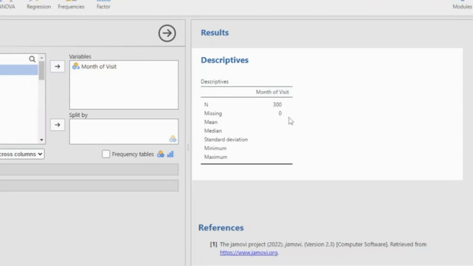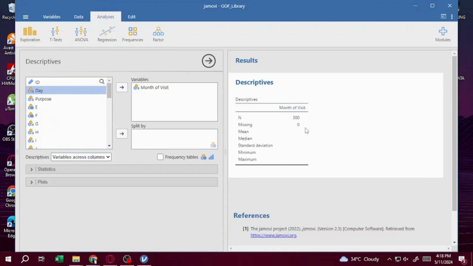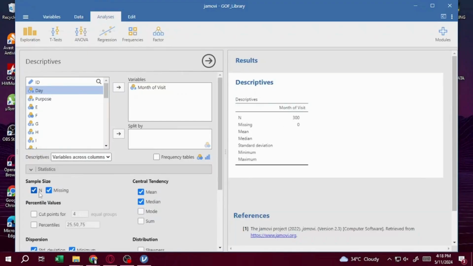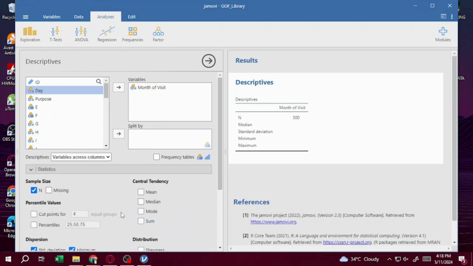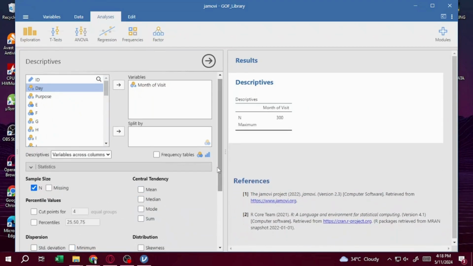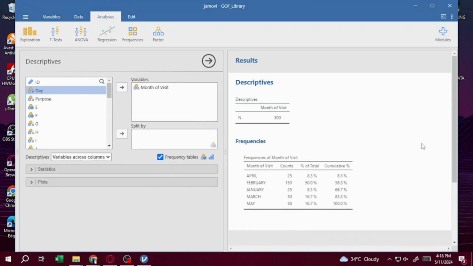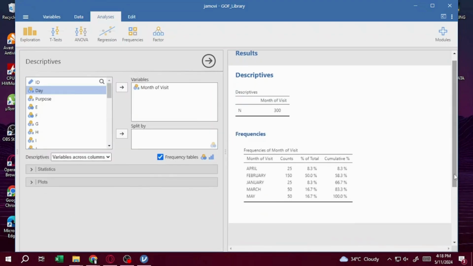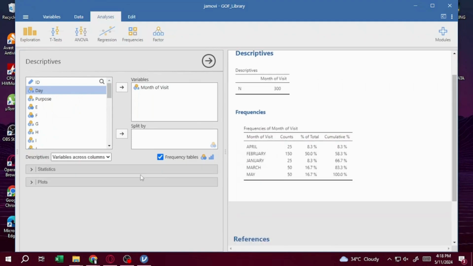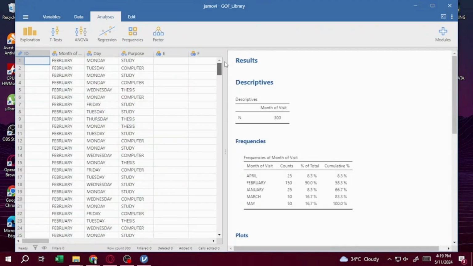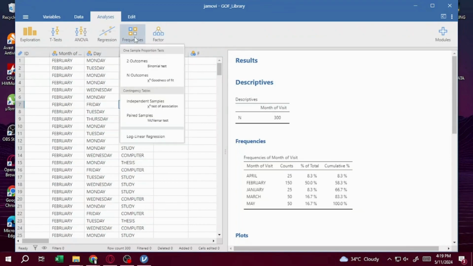Next, click and open this option for statistics and remove other values that we will not be using. Click the frequency table to generate a visualization of how the population is distributed based on these months. Note that this is not essential, but if your study deems it necessary, again, you can automatically generate it through this option in Jamovi.